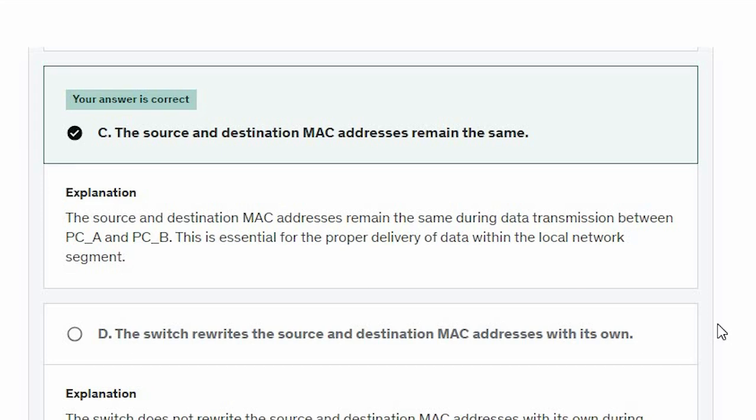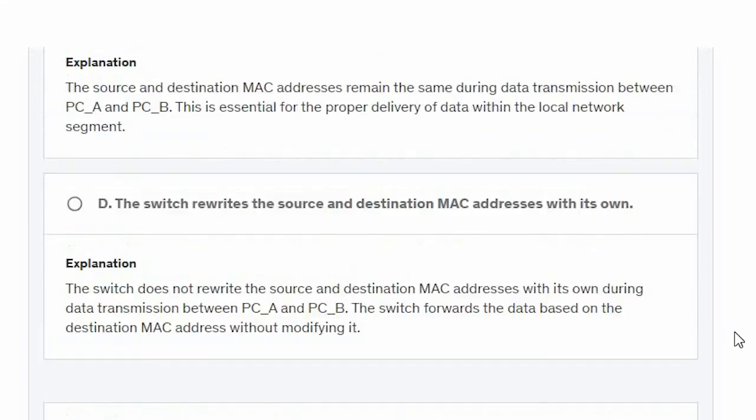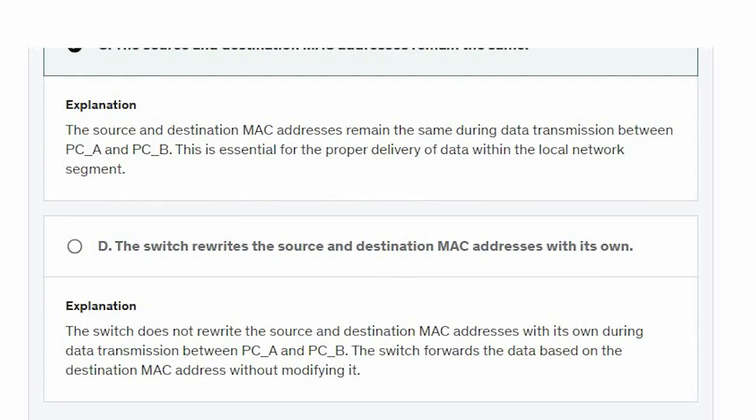Answer number 4, which is also wrong. The switch does not rewrite the source and destination MAC addresses with its own during data transmission between PC1 and PC2. The switch forwards the data based on the destination MAC address without modifying it. This also is wrong.